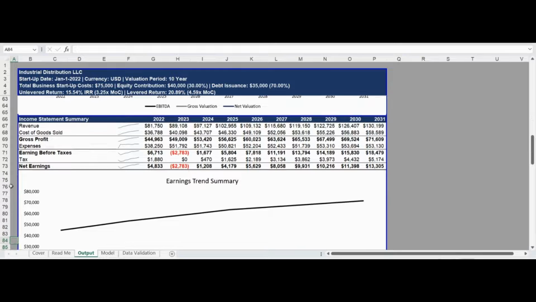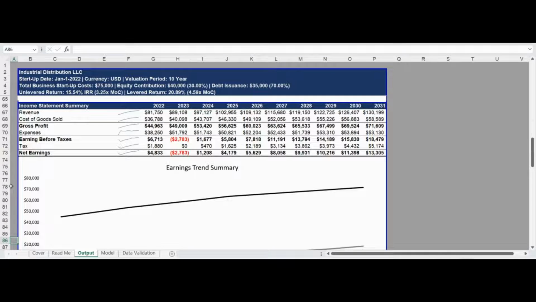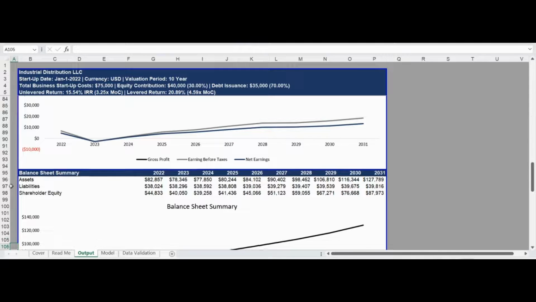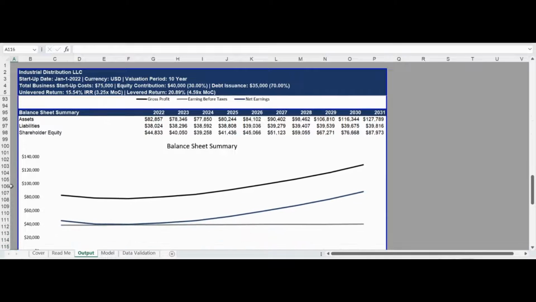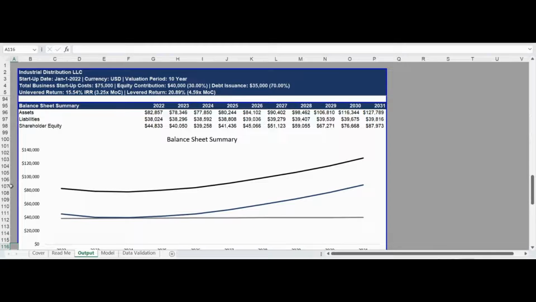The valuation section is followed by the income statement summary highlighting the gross profit, earnings before taxes, and net earnings. The income statement summary data table is also presented as a line chart to visualize the earnings trend. The balance sheet is then summarized on an annual basis into the consolidated asset, liability, and shareholder equity categories. The information is presented as a neatly organized data table as well as visualized as a line chart.